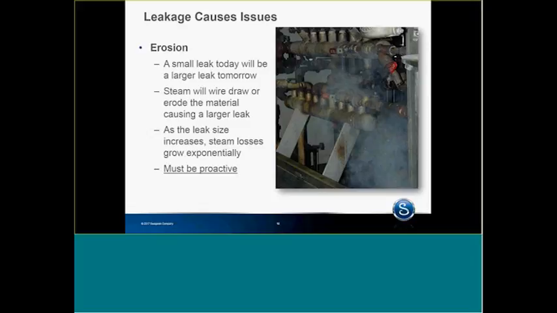Erosion. Yeah, a small leak today will be larger tomorrow. The steam will wire draw and erode the materials, causing a leak. So you get them around threaded connections, we get a leak, and it just continues to grow and grow and grow. And we do have processes where we cannot shut down. I used to be in charge of a power plant, and I only had 1 shutdown per year.